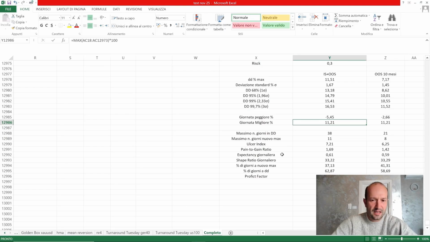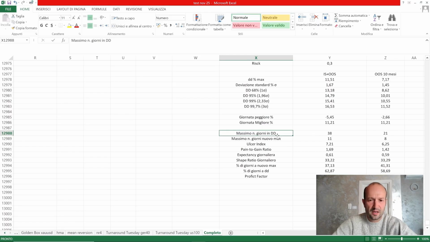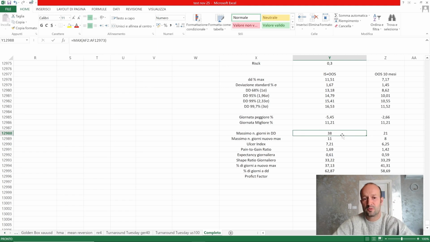In the last part of the data, we see that we have the maximum number of days in drawdown. That is, from when a new high was made, how many days passed before making another new high. In total, about 2 months passed, 38 days. So, considering there are 20 to 22 trading days in a month, that's almost 2 months.